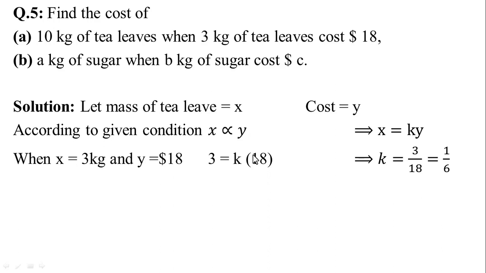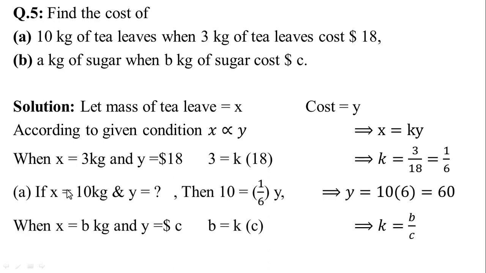Then putting the values in this equation, X is equal to KY. The value of X is 3 and Y is 18. 18 is divided on the other side, so K is equal to 3 upon 18. Simplify this relation. 3 ones are 3, 3 sixes are 18. Then the value of K is equal to 1 upon 6.